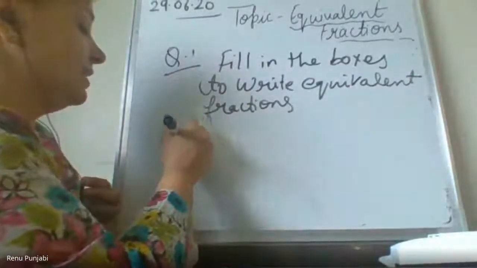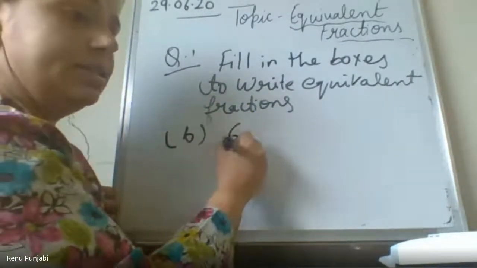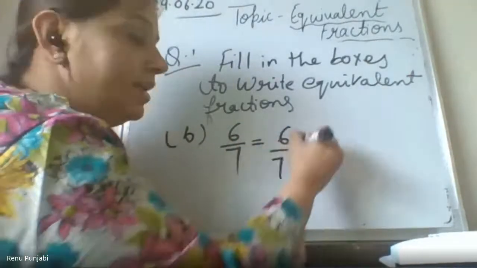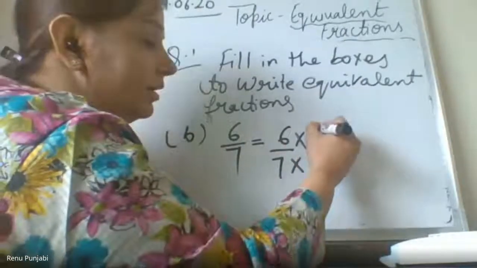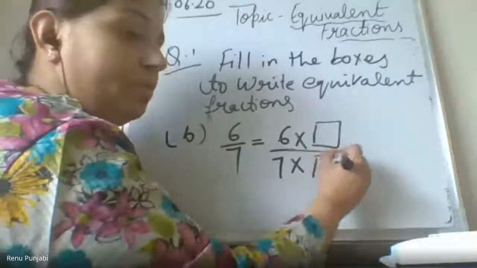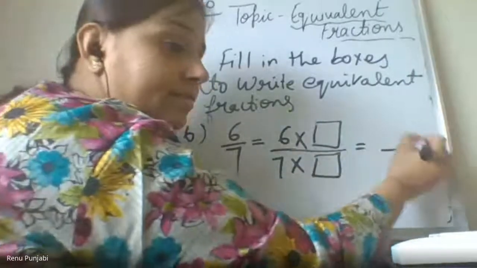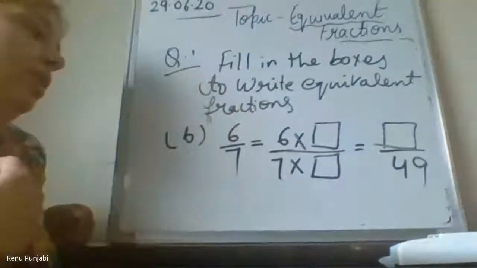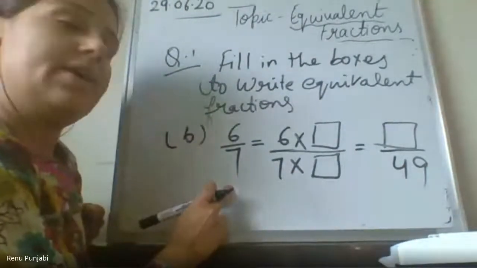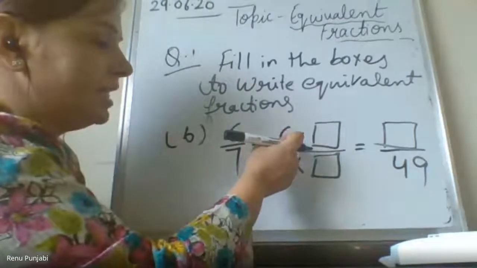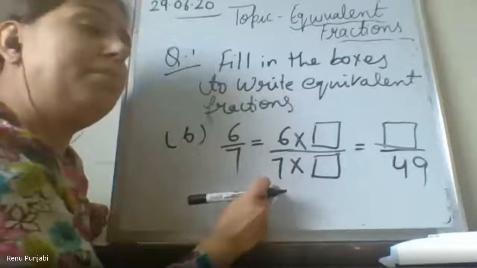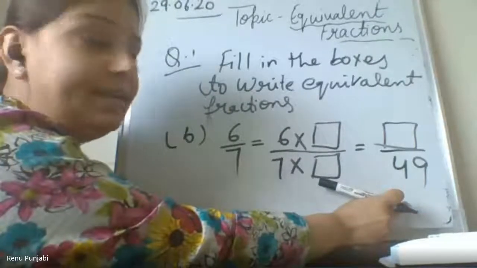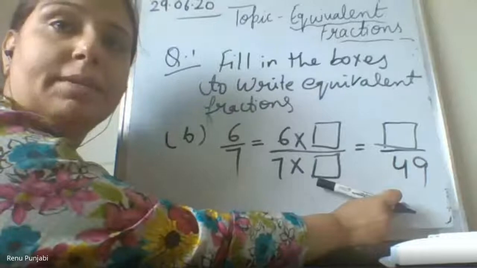So the next is 6 upon 7 equals 6 upon 7 multiplied by, here also a box is given, here also a box is given, here nothing is given, here also a box, and here is 49. So our fraction was 6 upon 7. Then we wrote the fraction again, 6 upon 7. 7 multiplied by which number that we got 49? Please write in the chat box.